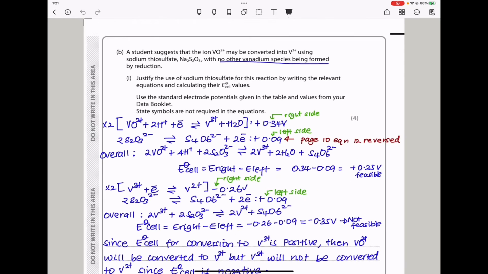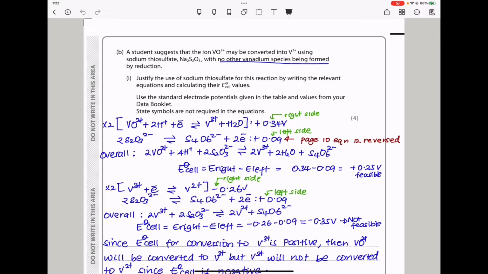Moving on. In part B, a student suggests that VO2+ may be converted into V3+ using sodium thiosulfate, with no other vanadium species being formed by reduction. Justify the use of sodium thiosulfate for this reaction by writing the relevant equations and calculating their E theta values. Use the standard electrode potentials given in the table and values from your data booklet. State symbols are not required.